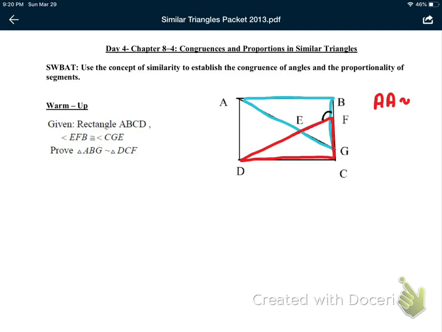We have EFB and CGE, which are not inside the triangles, but which are supplementary to angles that are inside the triangles. And so we'll have our congruent supplements here, as well as the right angles from the rectangle, and then that will give us AA. So let's actually write out the proof.